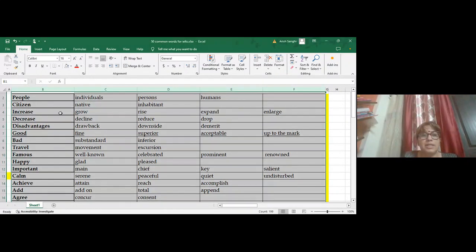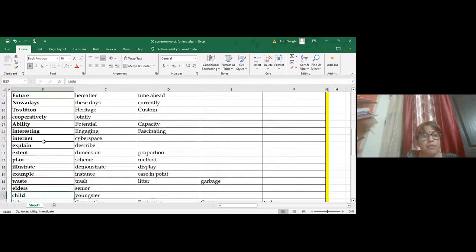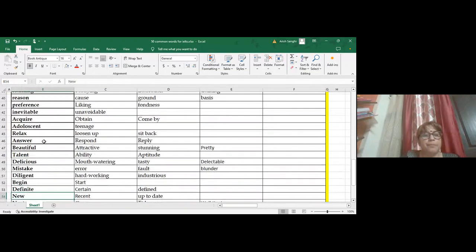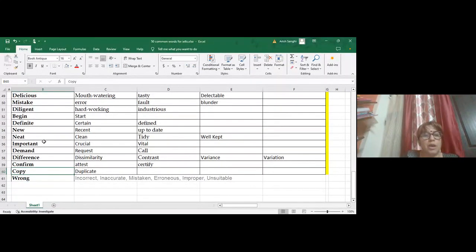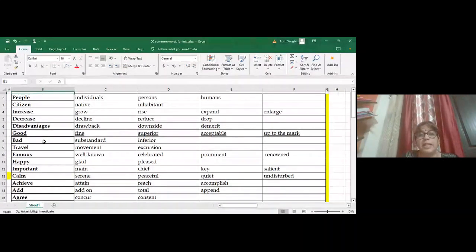So these are some words. I've made a list of 50 or 55 words. No, in fact, there are more, around 60 words which are very common in IELTS writing too. Remember, like I said, it's not that if you know 4 synonyms, you'll write all 4 synonyms in your essay.